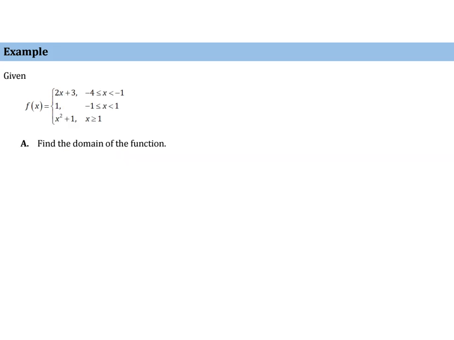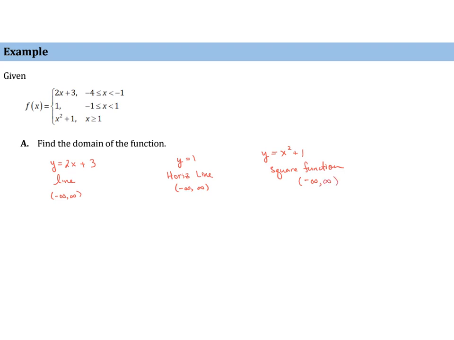Now let's look at another. So as we look for the domain of this function, we have three pieces. We have y equals 2x plus 3. We have y equals 1. And we have y equals x squared plus 1. So this is a line. This is a horizontal line. It's the constant function. And then we have a squaring function that's been shifted up 1 unit. Now, the domain of each of these is negative infinity to infinity when considered separately. So we have no problems.